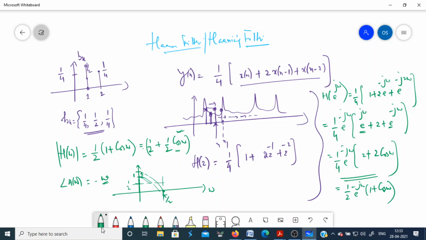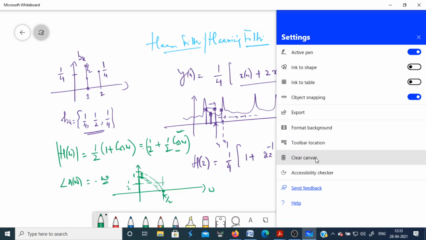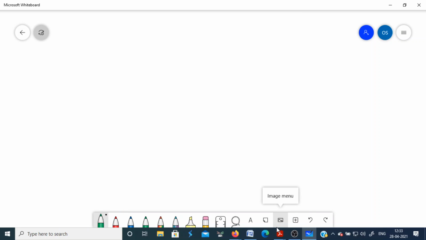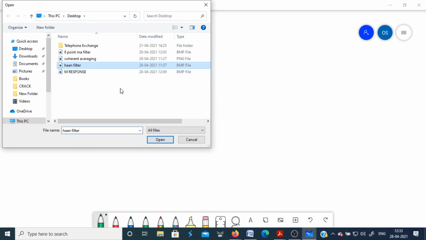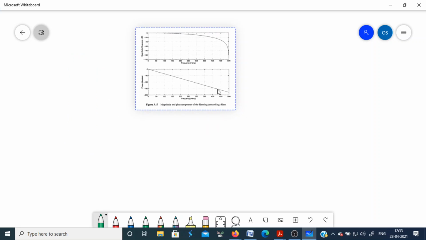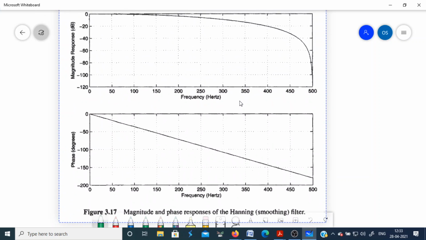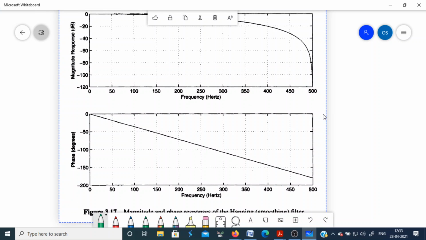And the phases are, of course, there. So it's a low pass filter basically, if you see. So Hanning filters basically are low pass filters. Or if you see a more exact response for this, you plot it exactly. This is the magnitude and the phase response of this Hanning filter. It is also called a smoothing filter.